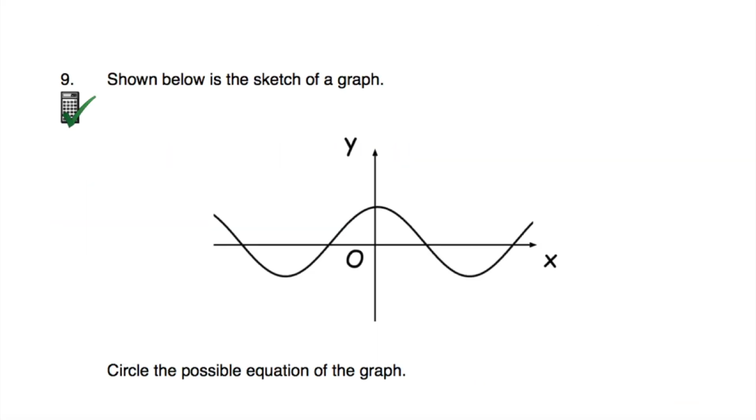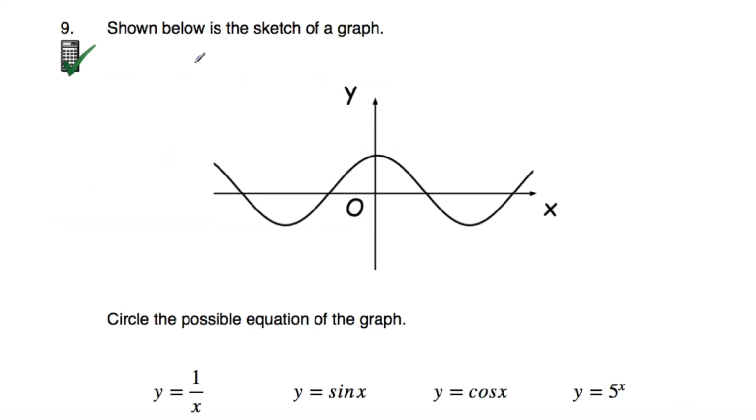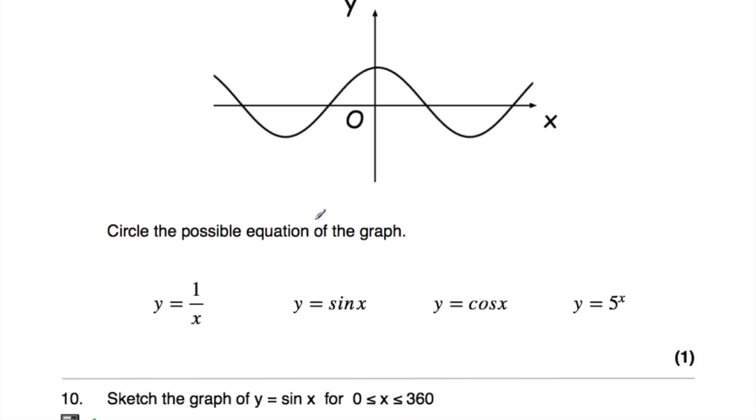Okay, let's look at our next question, question number 9. Question number 9 says, shown below is a sketch of a graph. So we've got this graph, and then if we go on down, we've been asked to circle the possible equation of this graph. So which one of these 4 equations is the equation of this graph?